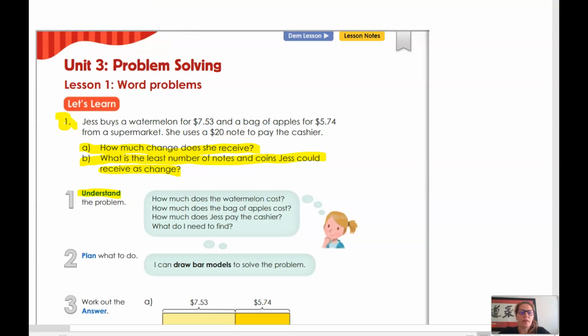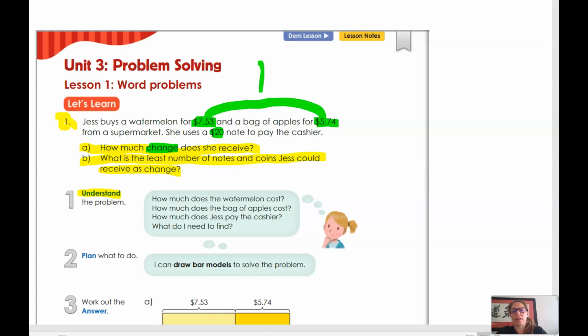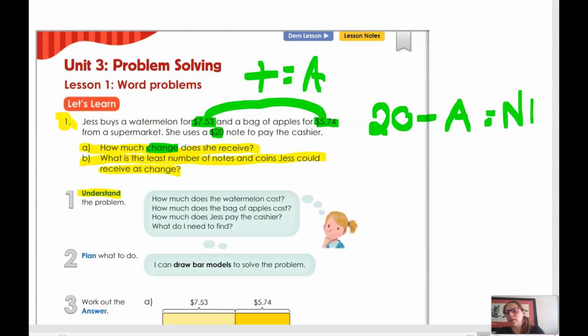So how much does the watermelon cost? Well, the watermelon costs $7.53 and the bag of apples costs $5.74. And Jess uses a $20 note. So when I look at this, I go, okay, in order to find out the change, I'm going to need to add these two together, aren't I? And then once I've done that, I need to do the $20 minus that answer, which will equal the new answer.